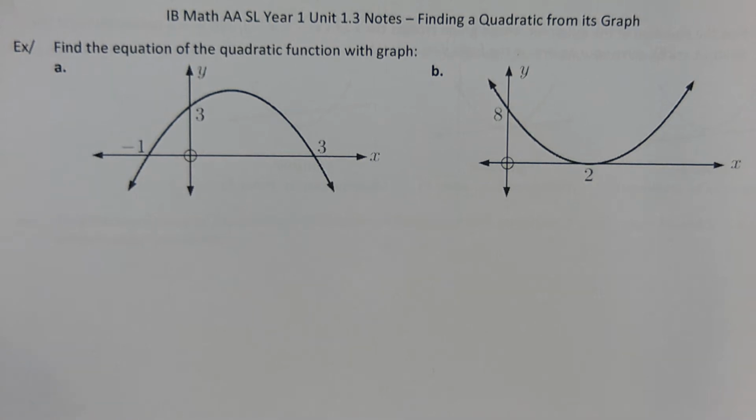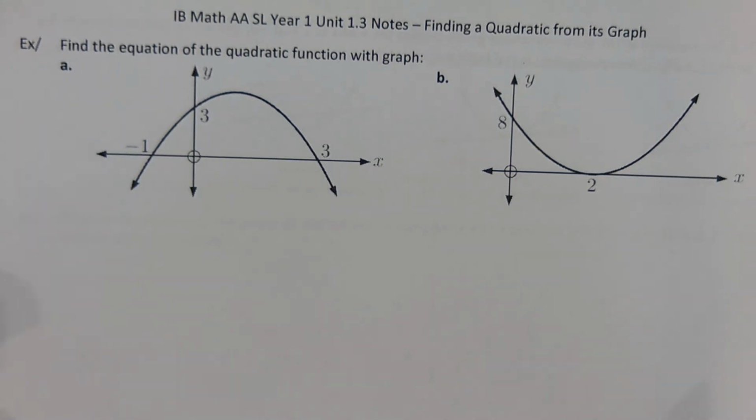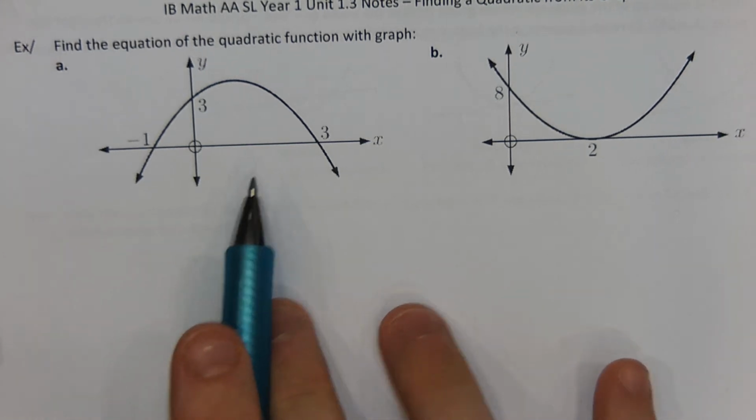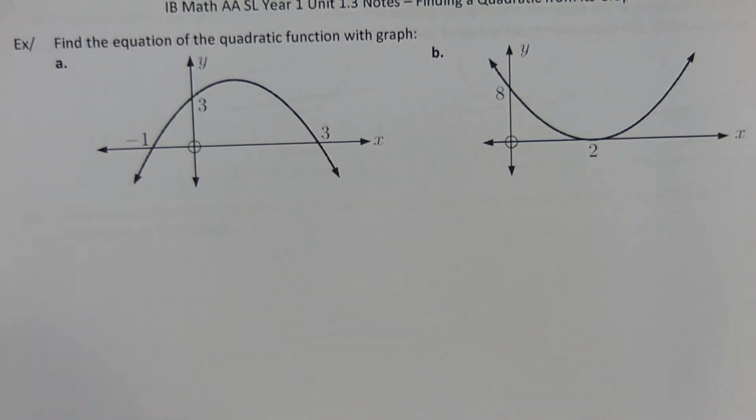Alrighty, IB Juniors, Unit 1.3, finding a quadratic from its graph. It's actually remarkably simple, to be real with you, because graphs tell you a lot of information. Let's start with this one. Right off the jump, this thing points down. The fact that it points down tells me that it's going to begin with a negative number. Boom, right there. That's just by looking at it.